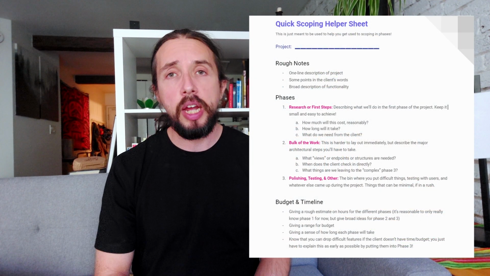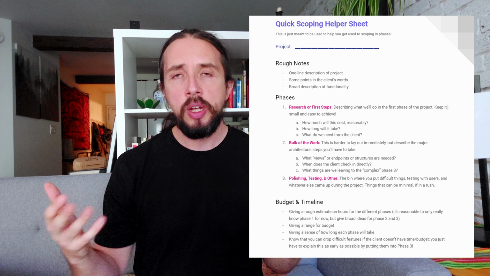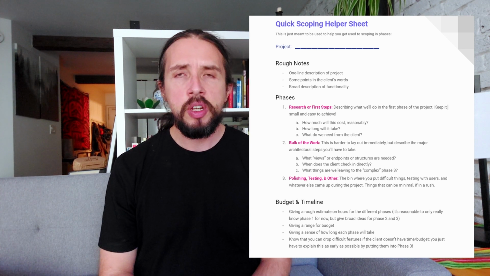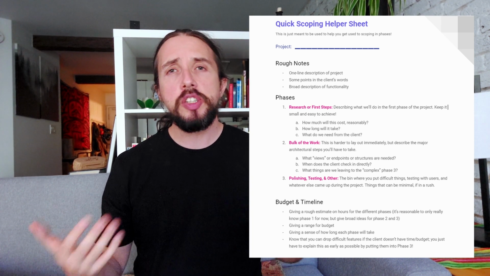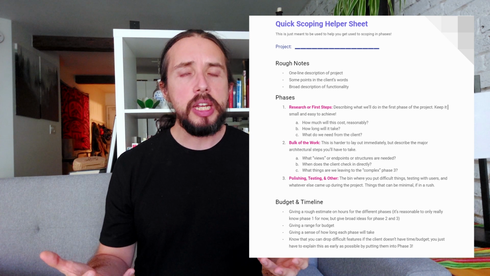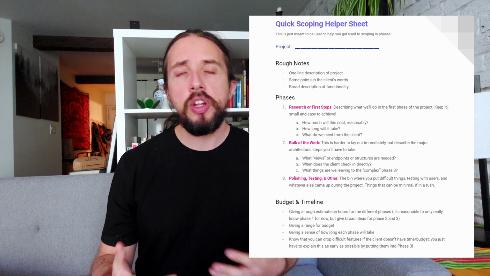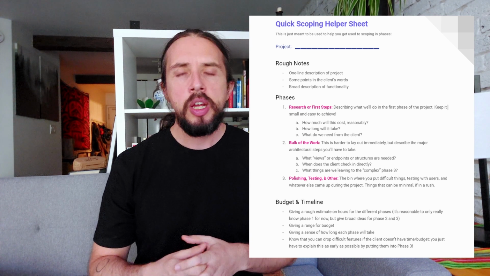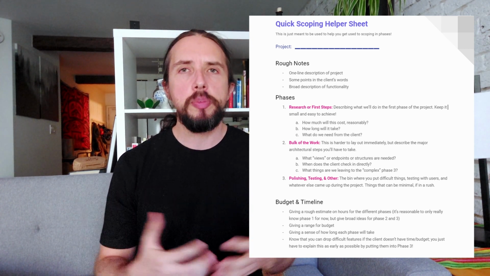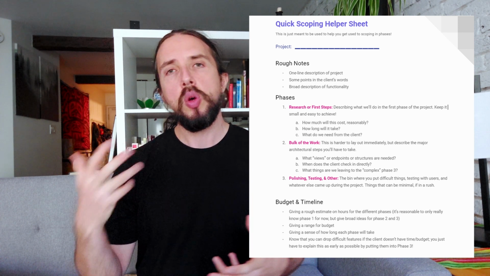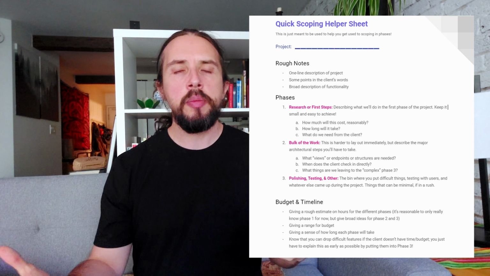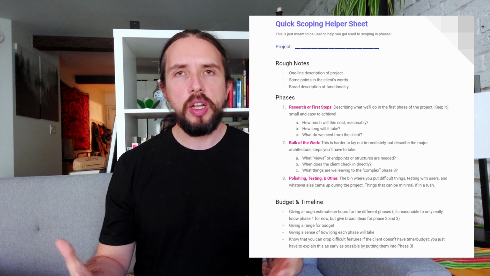So a one-line description of this project would be to build a nice, neat website for X person or business. Some points in the client's words might just be their description of what they need. If they mention social, if they mention a blog, if they mention a store, these kinds of things would just go there. And a broad description of functionality is just built from that. So you need to describe something like, I need to make a website that's hosted, add a custom domain, and make a design that the client will like.